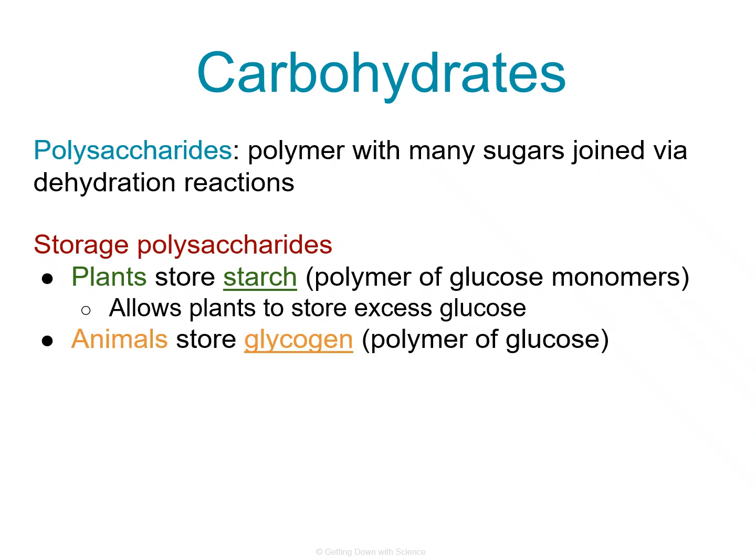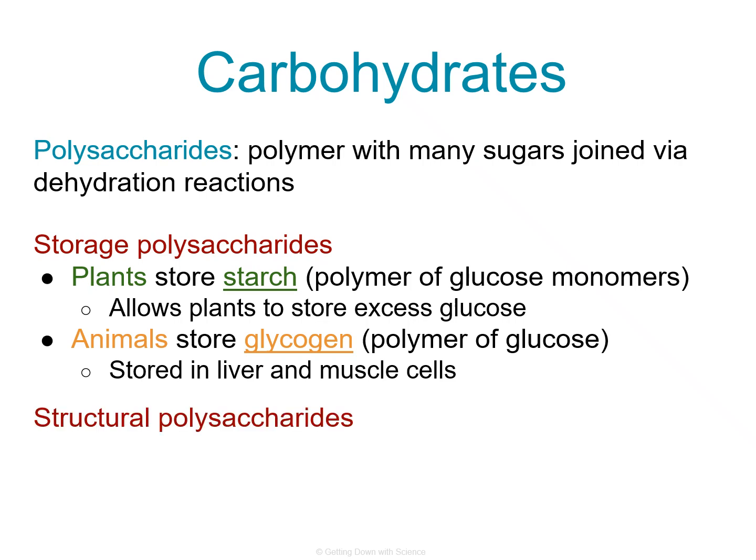And then animals store it as glycogen, which is once again a polymer of glucose, and this is stored in the liver and muscle cells for quick access to that fuel in case we run out.